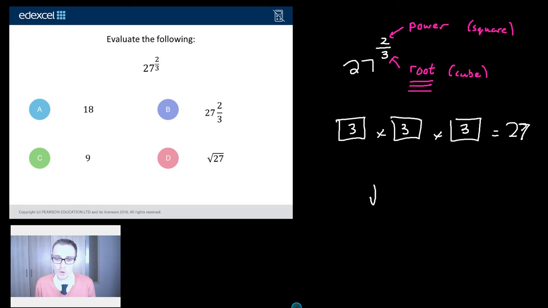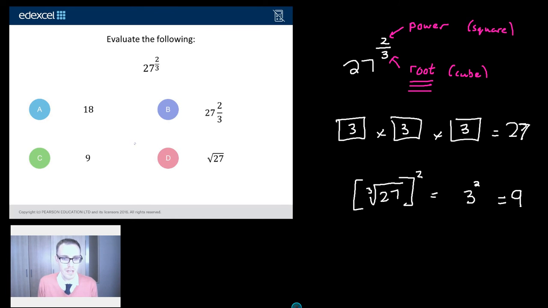So what I end up with is, I want the cube root of 27, I want to get my answer, and I want to square it. Well, I know what the cube root of 27 is now. I know, hopefully, that it's 3. And now all I've got to do is square my answer. 3 squared, which, last time I checked, 3 times 3 was 9. So, I've done it. Job's a good one.